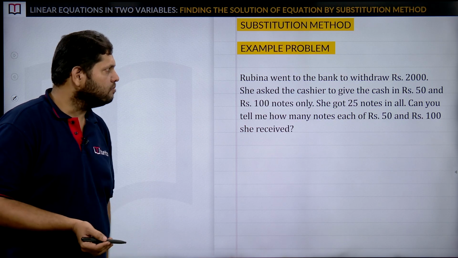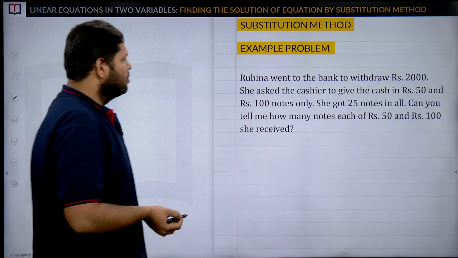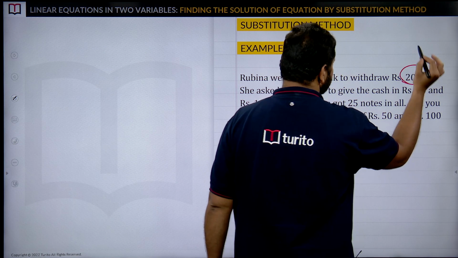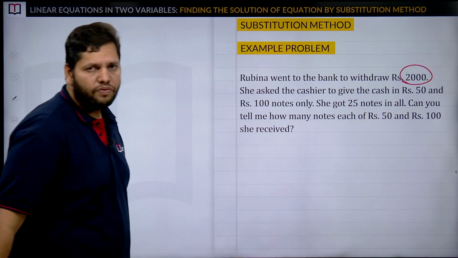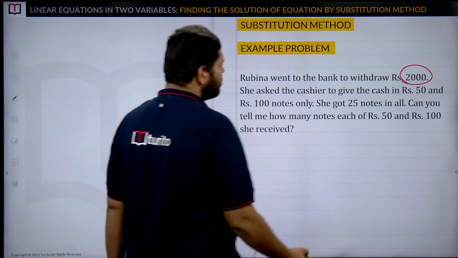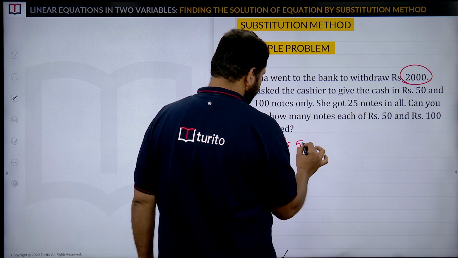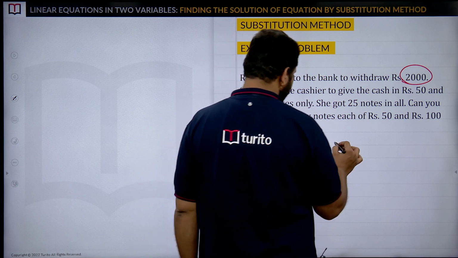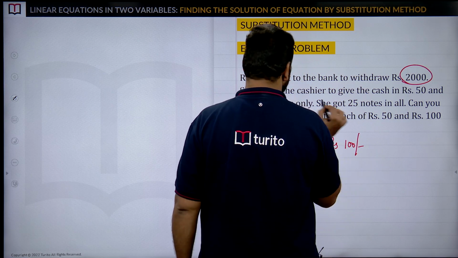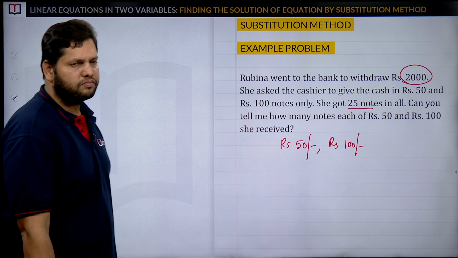Now, children, another question. It's a word problem, children. Let us see how we can do it. Rubina went to the bank, children, to withdraw how much? Rupees 2000. She asked the cashier to give her 50 rupee notes and 100 rupee notes. And she got a total of how many notes, children? She got 25 notes.